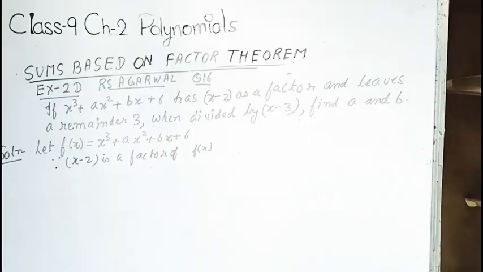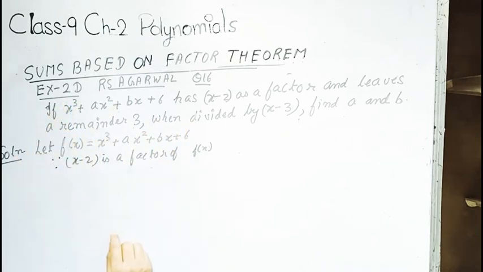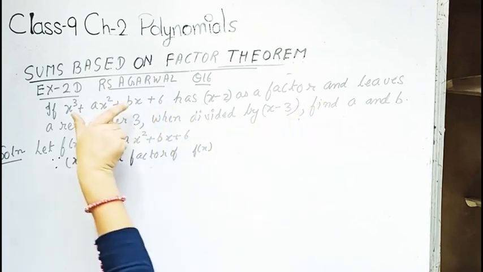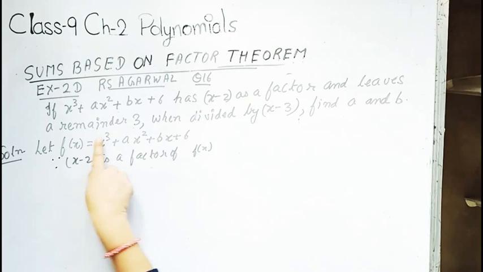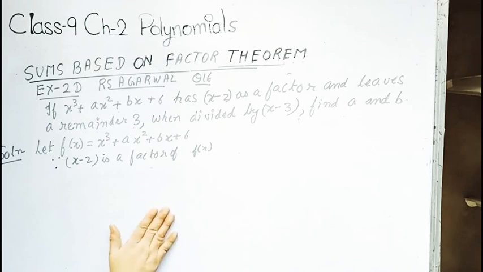Let us go to the next sum of the sums based on the factor theorem. The question which I have taken today is question 16 of R.S. Agarwal exercise 2D. The question is, if x cube plus ax square plus bx plus 6 has x minus 2 as a factor, it means this polynomial when divided by this leaves remainder 0, and leaves a remainder 3 when divided by x minus 3, find the value of a and b. So let us start the solution.